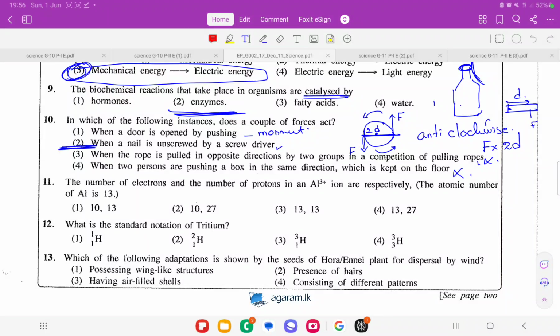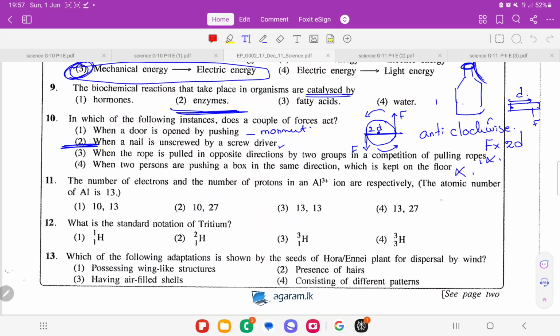We'll discuss from 11th one. The number of electrons and the number of protons in an Al3+ ion are respectively. The atomic number of Al is 13. So aluminium atomic number is 13.